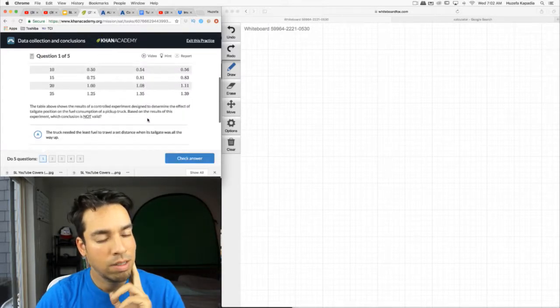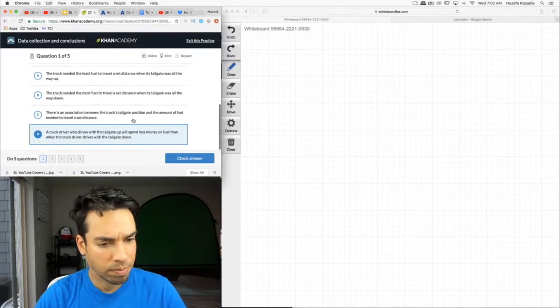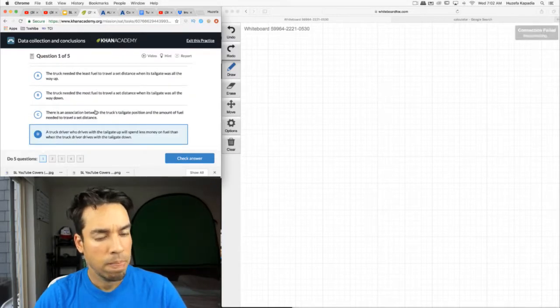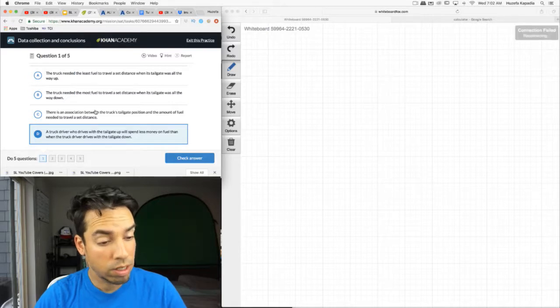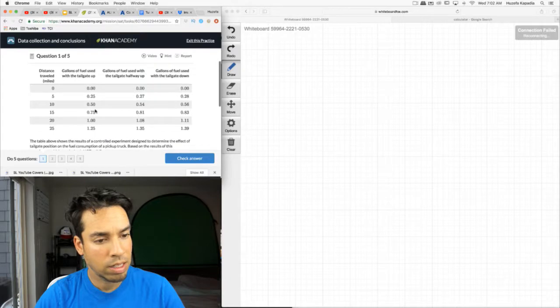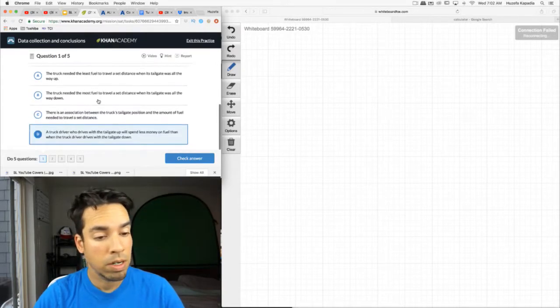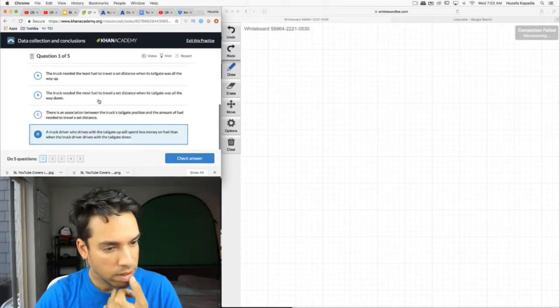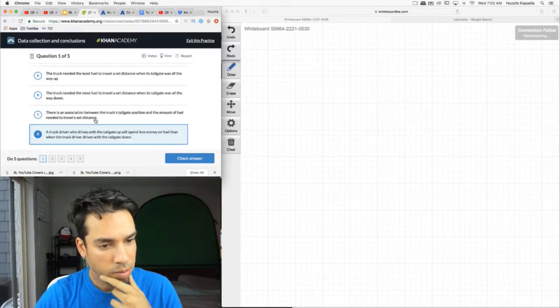The reason why is because it doesn't mention distance, and everything else does. It talks about a set distance, which puts it in this category. I think that we don't know the amount of money. I mean, it seems reasonable that if they drive with the tailgate up, they'll spend less money because they're going to use less fuel. If you use less fuel, you spend less money. Let me see if there's anything else I missed. It could also be C.